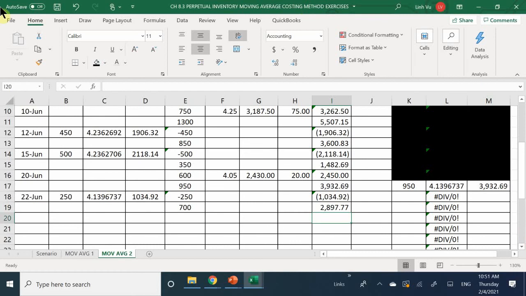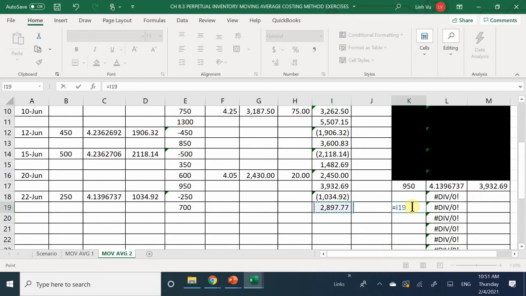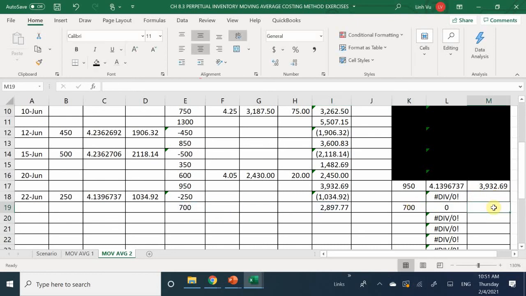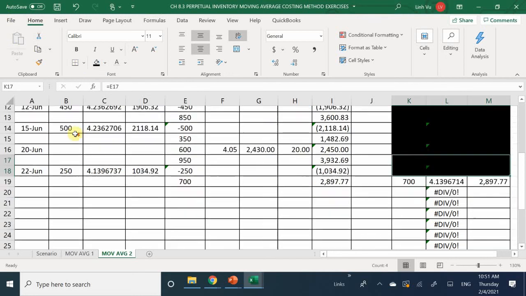So therefore, we should have a total of 2897.77. So what is my new average cost per item? 4.13967. Yes, so it didn't change by too much. It only dropped by a 10,000th of a penny. So we can go ahead and go forth.